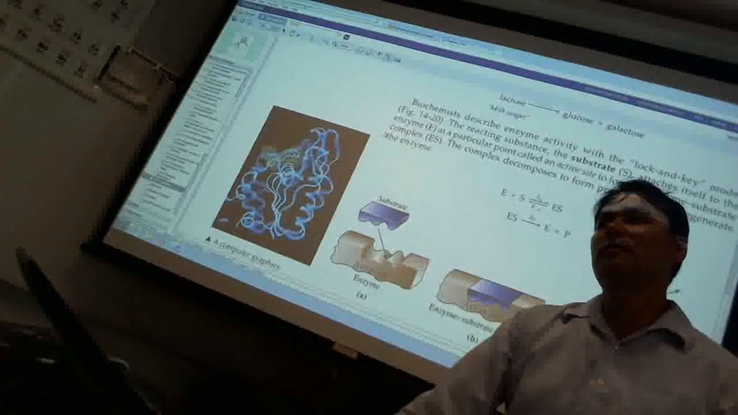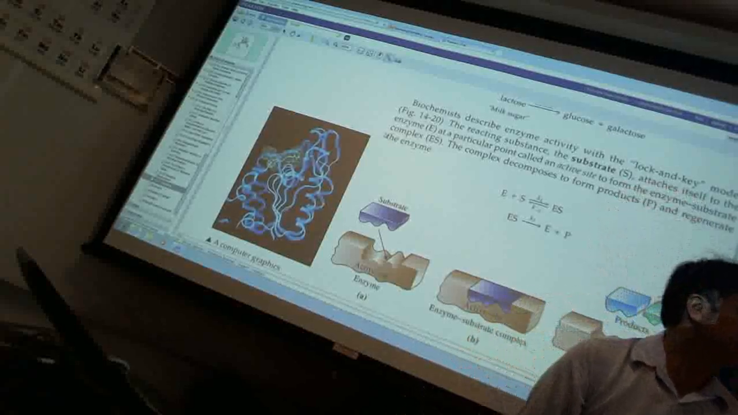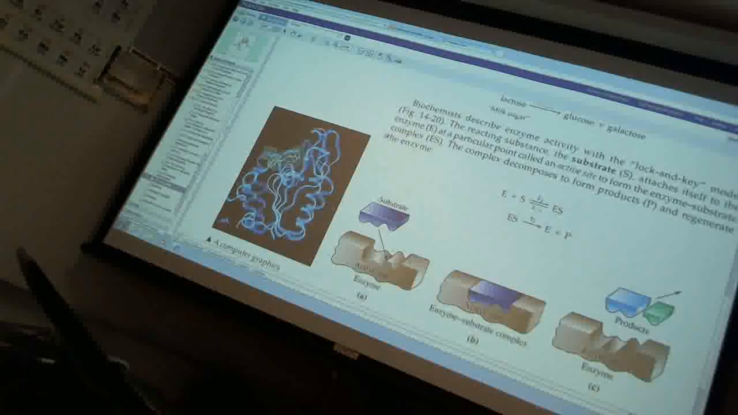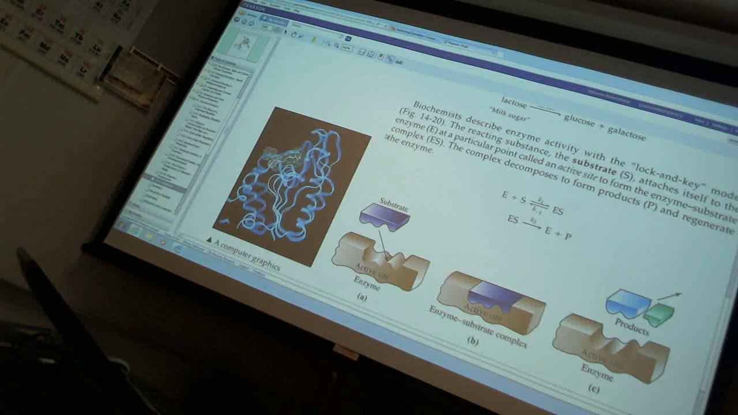You'd write down the consumption. You could write it like this. The rate of formation of ES is equal to the rate of consumption of ES. And so how is ES formed and how is ES consumed?